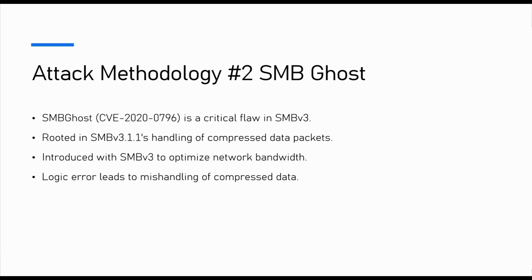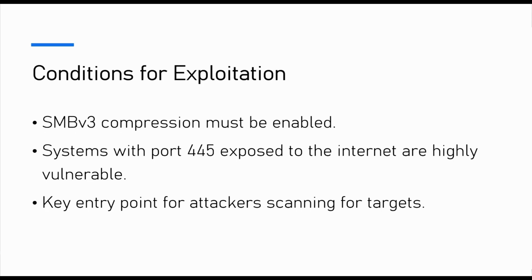So obviously this was introduced with SMB 3 to optimize network bandwidth, but it backfired. Basically, there's a logic error that leads to mishandling of compressed data. So in order for this attack to work, you have to be running SMB version 3, and compression must be enabled. And then in the context of the exploit, any systems with an open 445 port exposed to the internet are highly vulnerable.